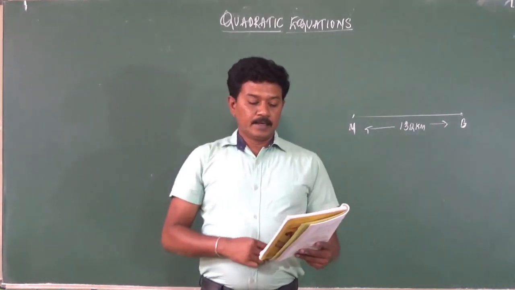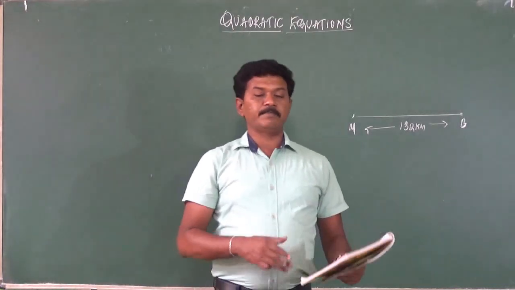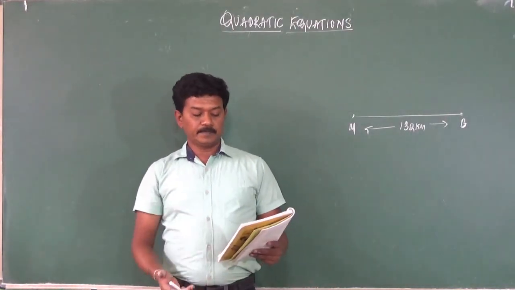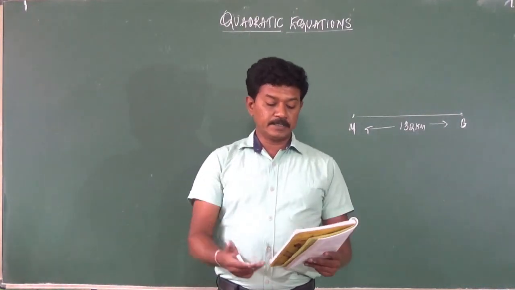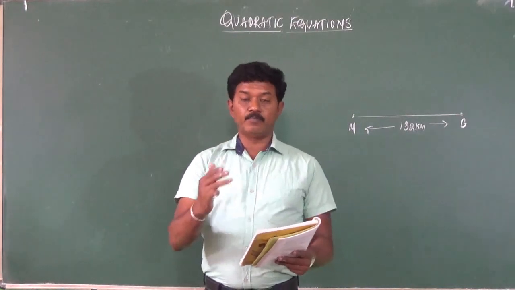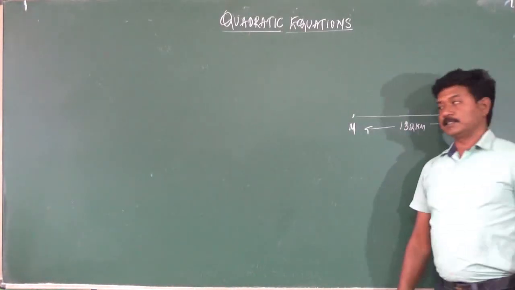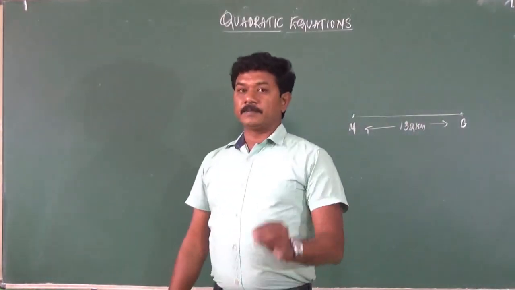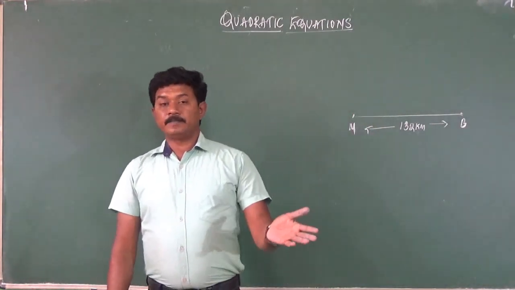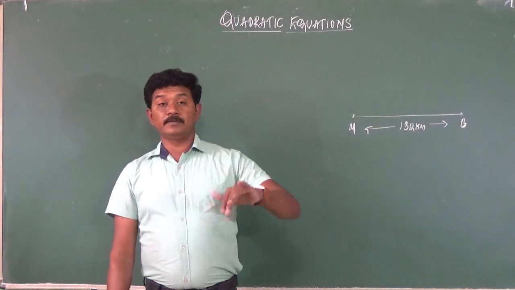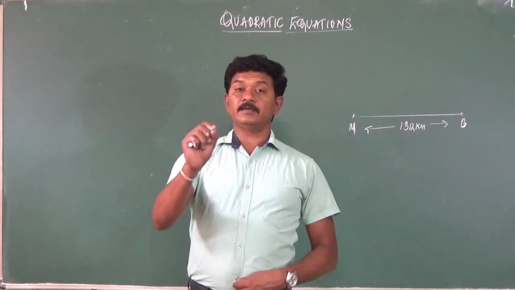Okay, if the average speed of the express train is 11 km per hour more than the passenger train, so if this is the thing, find the average speed of both the trains. Average speed of both the trains. So let us guess the speed of the passenger train to be x km per hour. Then the speed of the express train is 11 km per hour more than the passenger train, so therefore it becomes x plus 11 km per hour.